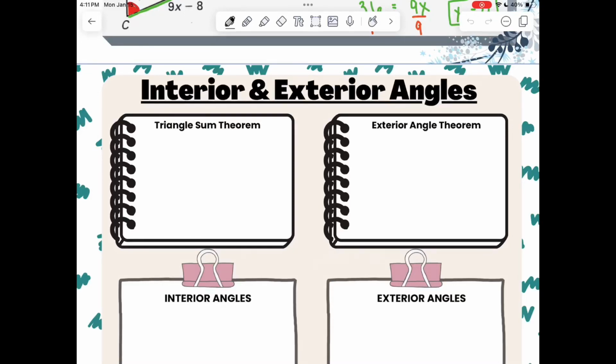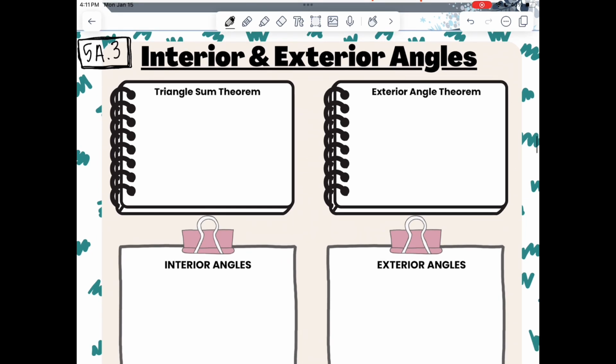Hello everyone, today we're going to talk about interior angles in triangles, specifically the triangle sum theorem, or triangle interior sum theorem. This is section 5A.3 in case you are looking for the attached practice in Canvas. Today specifically we will talk about the triangle sum theorem. I will leave the right side of the notes blank.